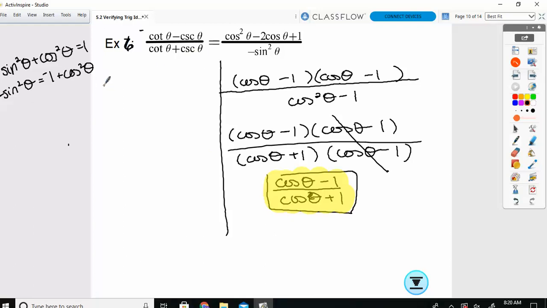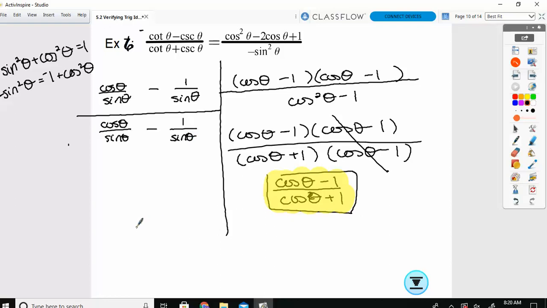So if I work the other side, what could I change cotangent theta to? Cotangent theta is cosine theta over sine theta, minus cosecant theta, which is 1 over sine theta. We have a lot of fractions here. What do you notice?